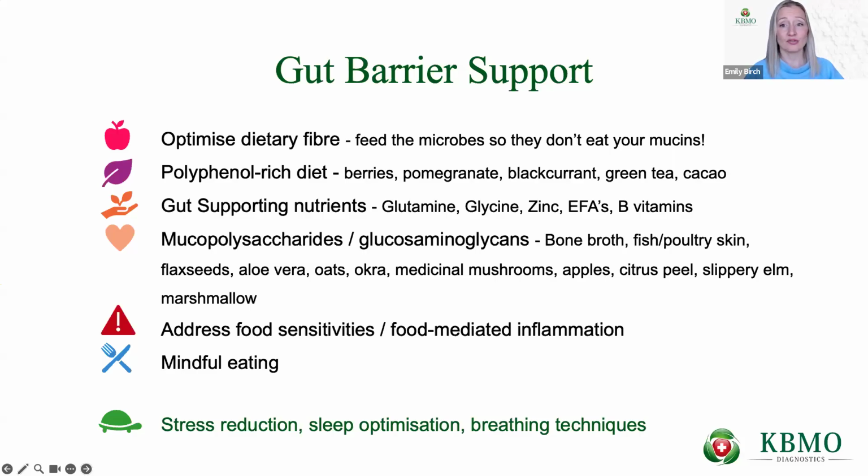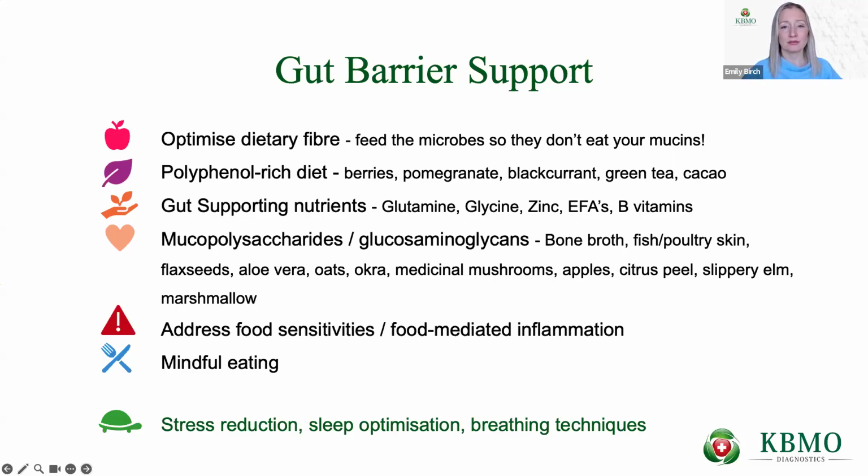Firstly, optimize dietary fiber. The best thing you can do for your gut barrier is to keep that layer of mucus across it, that protective layer of mucus that goes right through the GI tract and protects the epithelial barrier. Use the dietary fiber to feed the microbes so that they don't eat your mucins and get to that intestinal barrier level.